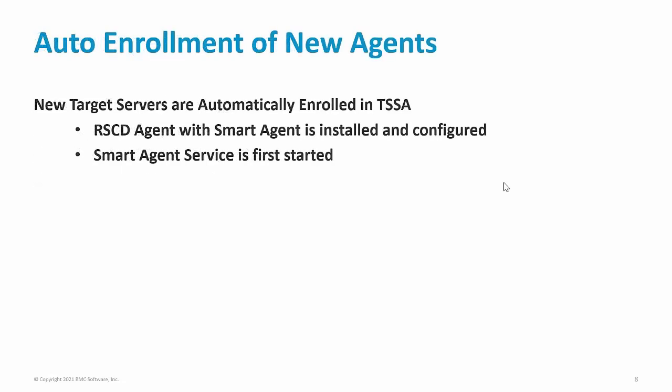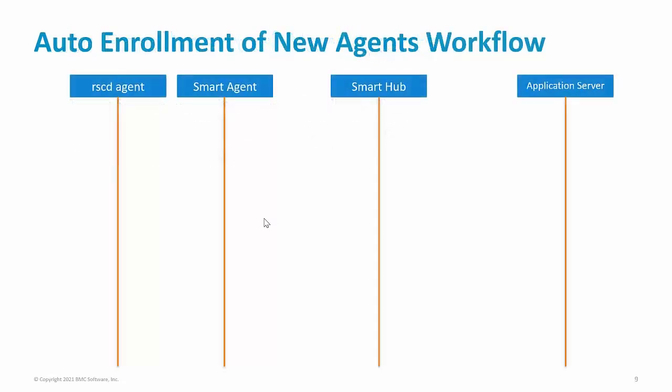The first feature that we will discuss is the auto-enrollment of new agents. Target servers in an on-premise or cloud environments can be auto-enrolled in TSSA using the Smart Agent. The requirement for having the servers auto-enrolled in TSSA is that you should have the RCD agent with the Smart Agent installed and configured on the target server, and the Smart Agent service should be first started. Let's see the workflow to understand the tasks performed during the auto-enrollment process.